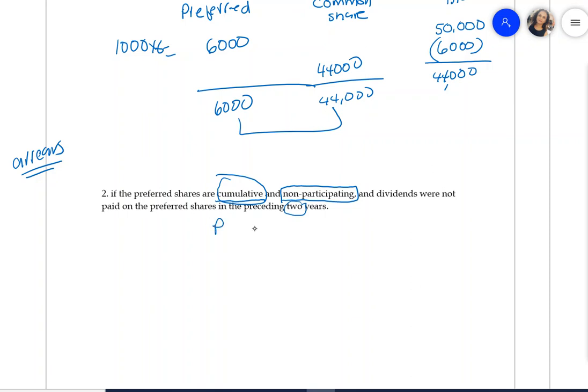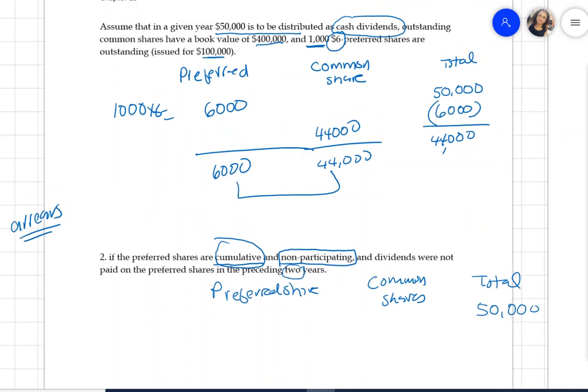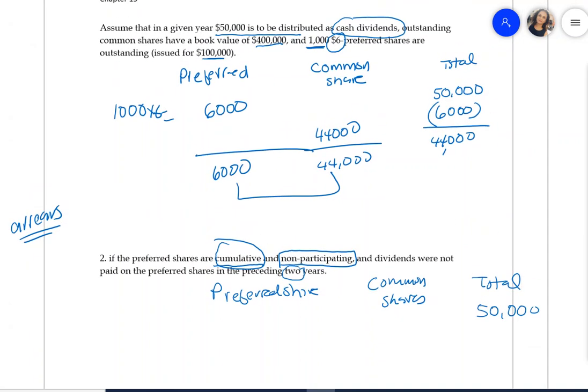So let's go preferred shares, then we have a common, then we have total. So total we gave 50,000. The question does not change, so the question stays the same. So first we have to pay preferred the arrears.